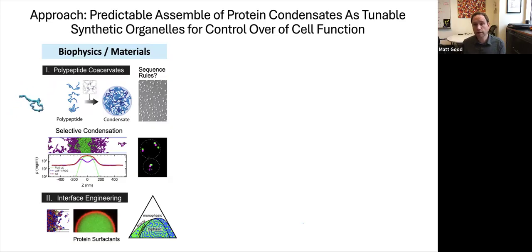So I said there's no membrane around these compartments, but there are surfactant proteins that exist in nature or that you can build that will coat these interfaces and allow for control of size and topology of condensates. All right, so that's one side.